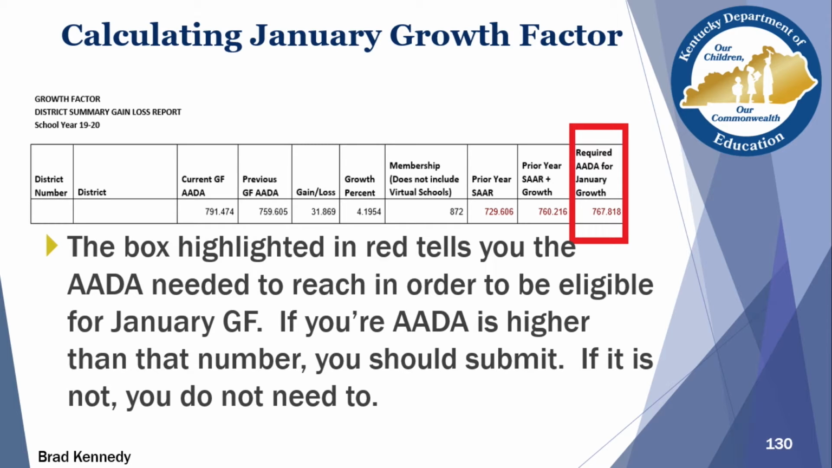The AADA needed to reach in order to be eligible for January growth factor, again, is highlighted there in red. If your current is higher than what you see there in red, then you should submit. And if it's not higher than that number, then you don't need to submit.